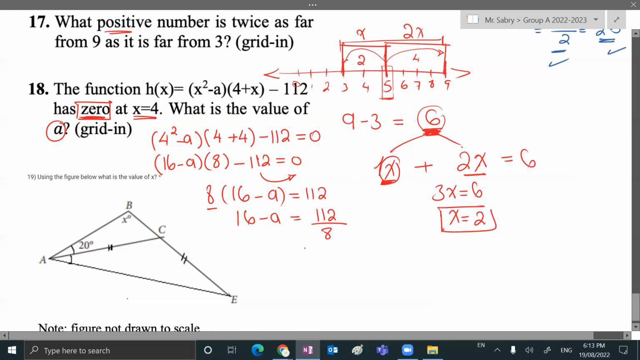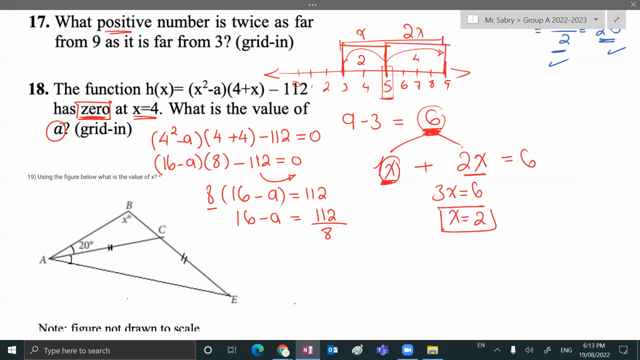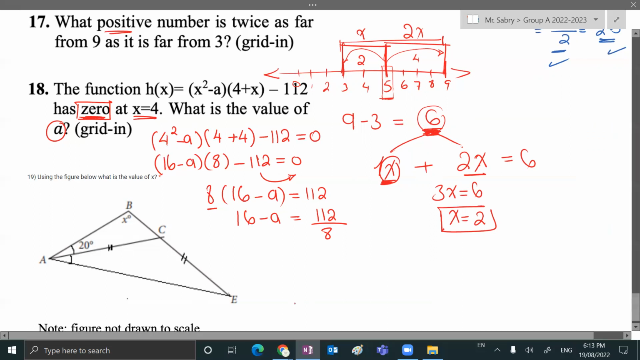Does anyone know how to calculate this without a calculator? Note that the hard part in this question is that it is to be solved without a calculator. That's the trick in this. But as a question itself, it's extremely easy. So can someone tell me, if you can or not, 112 divided by 8? Can you think about it? 14.